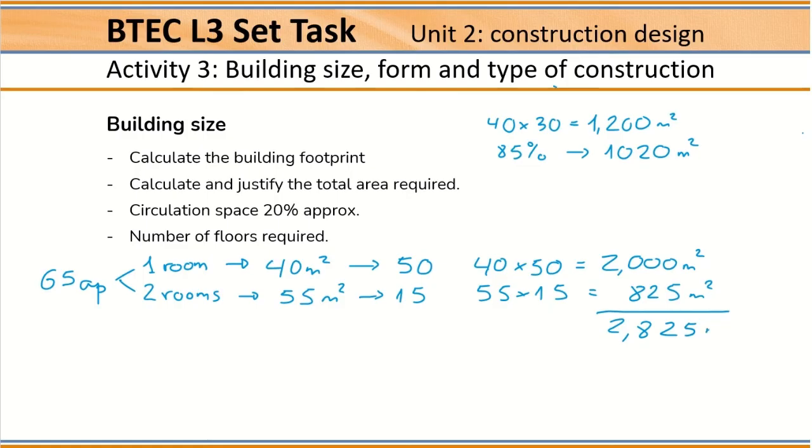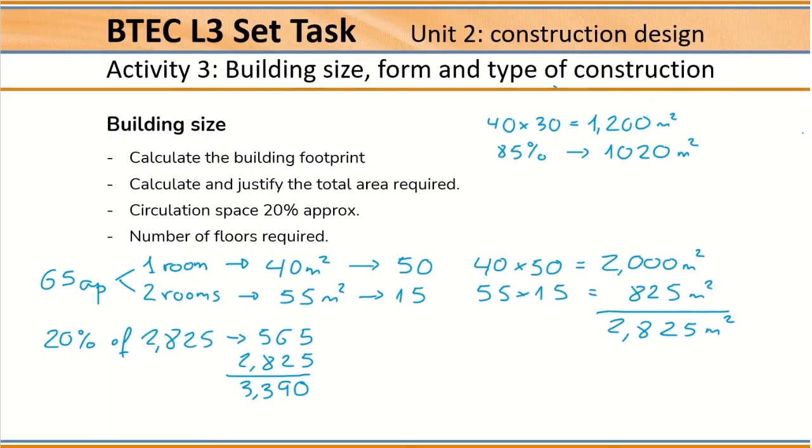2,825 meters squared. Now I'm going to add 20% to consider circulation spaces, including stairs and lifts. 20% of 2,825 is 565. If I add this to 2,825, the total is 3,390.